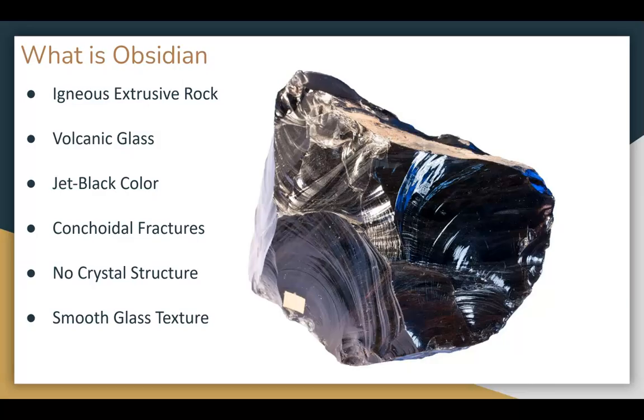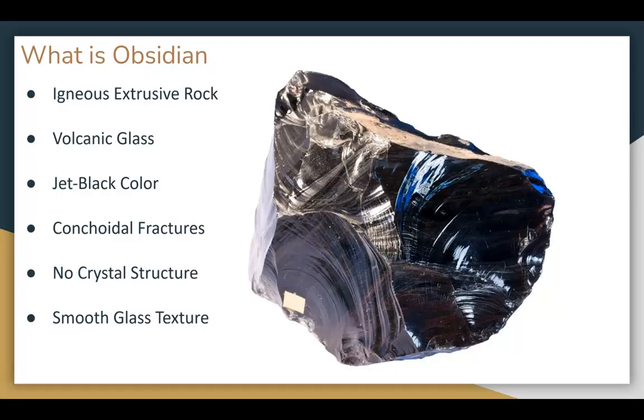So yeah, of course, it's an igneous extrusive rock. But what's different about obsidian compared to other types of extrusive igneous rocks is that obsidian is classed as volcanic glass, where it has no crystal structure to it due to how it is formed, right? And it has a jet black color to it.